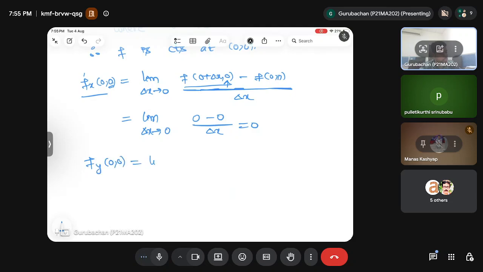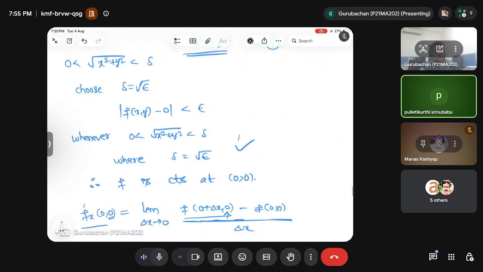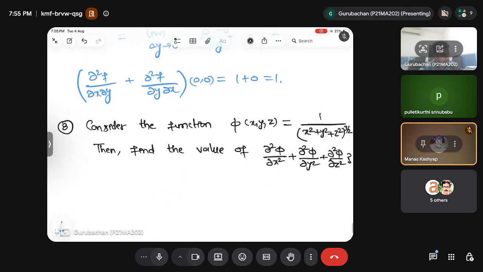Similarly, if you try to calculate the limit of delta y f(0, 0) divided by delta y, as the function is defined, whenever any one of x, y is 0, the function will give you value 0, so it will be 0. So I hope now it is sorted. Now you can do that question quickly.